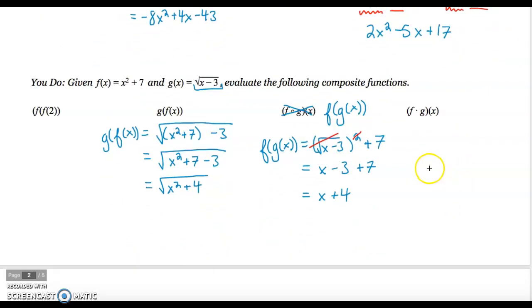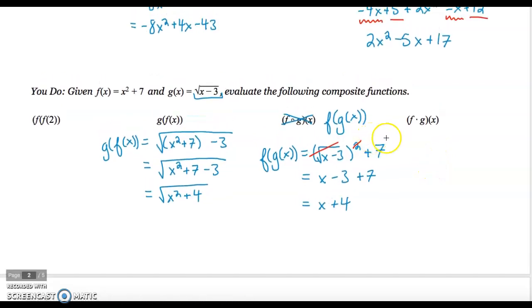All right, for this next one, you do a very similar thing. This isn't f of g of x. Notice that's a dot, it's not an open circle. So that stands for your product. So you're going to be doing f of x times g of x. And so then let's do it. When I do f of x times g of x, I'll have x squared plus 7 times the square root of x minus 3.